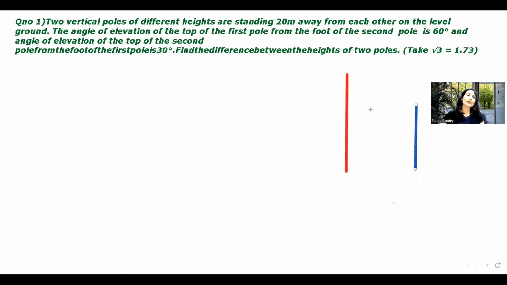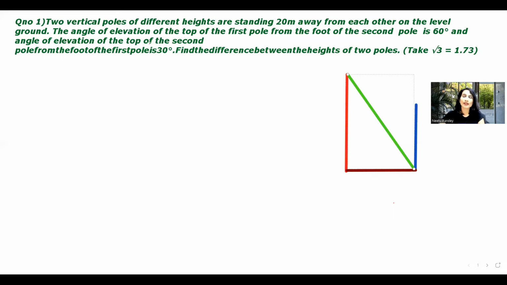And they are standing at a distance of 20 meters from each other. So here we can draw 20 meters. This is a difference of 20 meters. And then they are saying the angle of elevation of the top of the first pole. This is the top of the first pole. And from the foot of the second pole is 60 degrees. So here we can use this line.